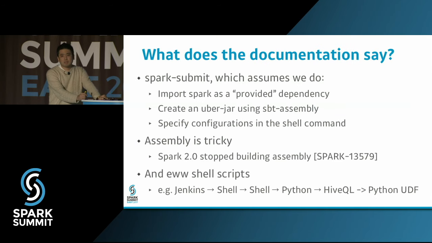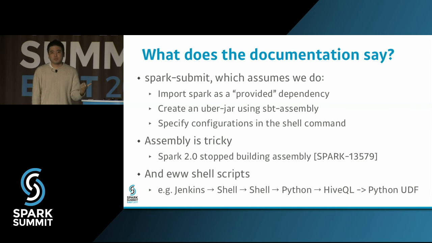But if we develop Spark applications based on that source tree, the documentation tells us to use Spark Submit, which assumes we import Spark as a provided dependency, create an uber jar using SBT assembly, and specify configurations in the shell command as arguments to the Spark Submit script. So we need to make a shell script launching Spark Submit. And assembling is very tricky, and because of that reason, Spark 2.0 stopped building assembly.